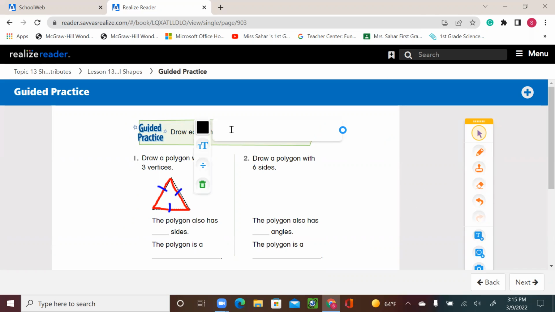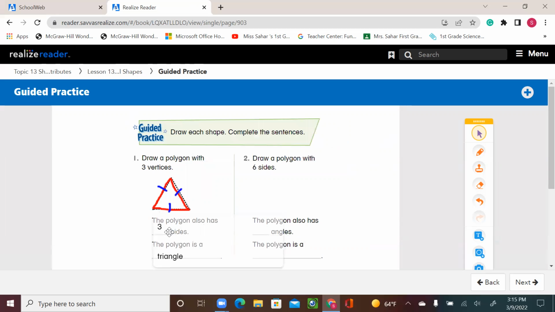And I know that the shape with 3 sides is a triangle. So let's put this down. This is my shape, it has 3 sides, and it's a triangle. All right, let's go for number 2.